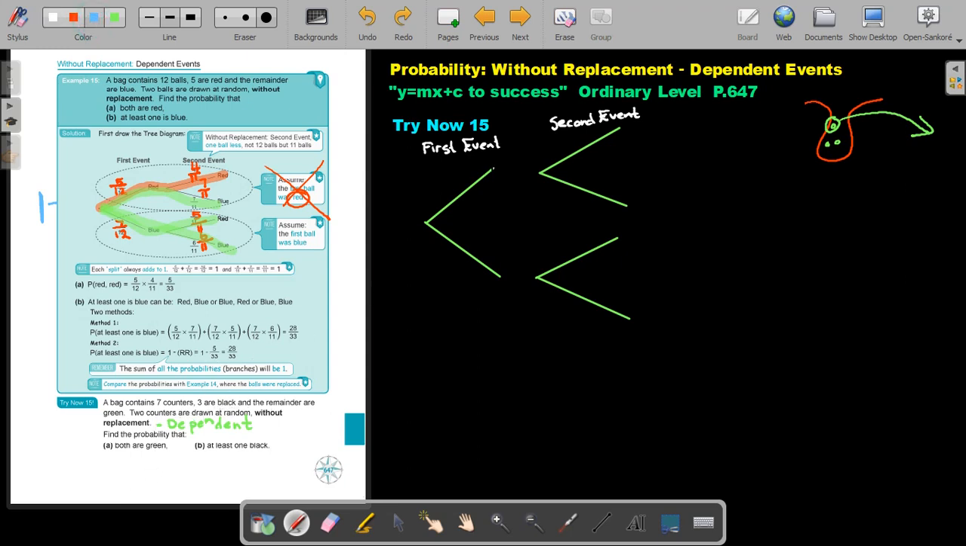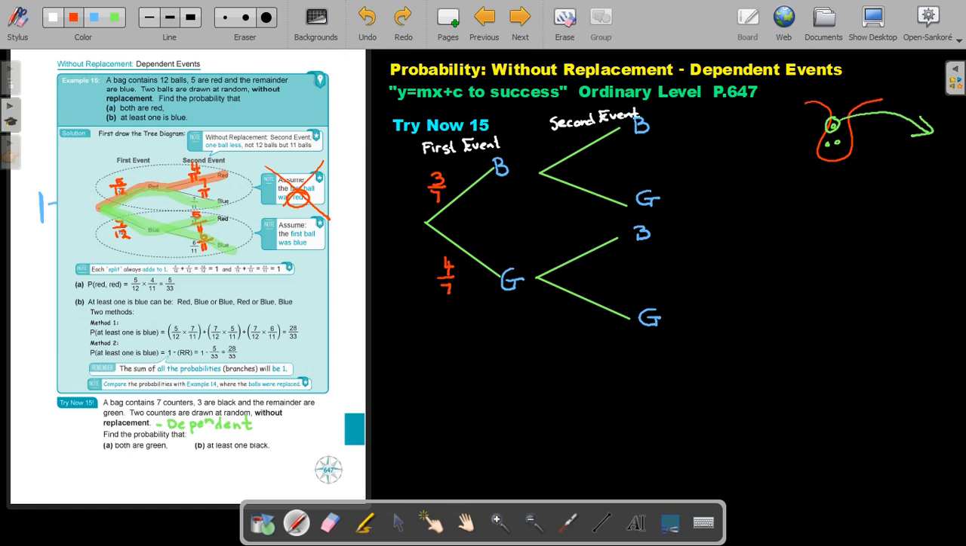Black and green. So every time black, green, black, green, black, green. Okay, and now we're going to start. Of the 7, 3 are black, so it's 3 out of 7. So how many are green? It's 4 out of 7. Okay, but now don't forget.